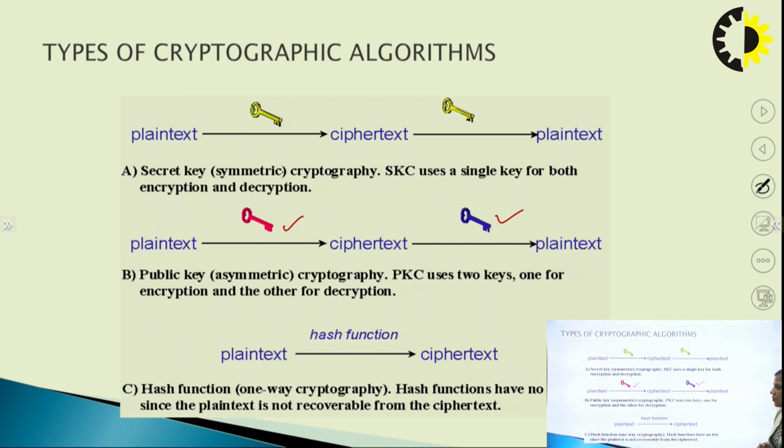The last one is the hash function, in which we transform our plain text into ciphertext using some function, that is the hash function, or you can use some hash values. It is also very useful for authentication purposes.